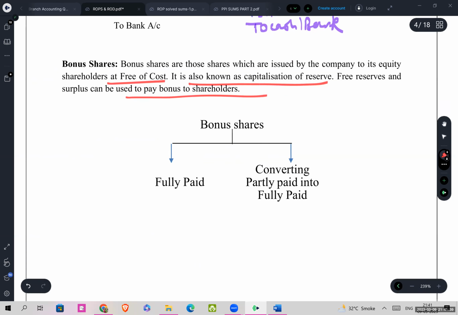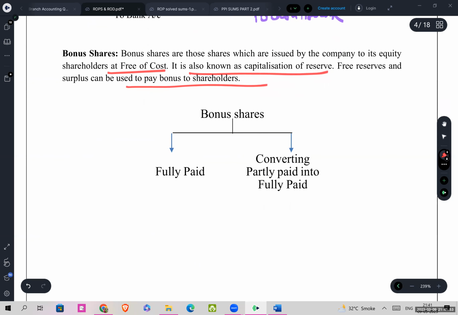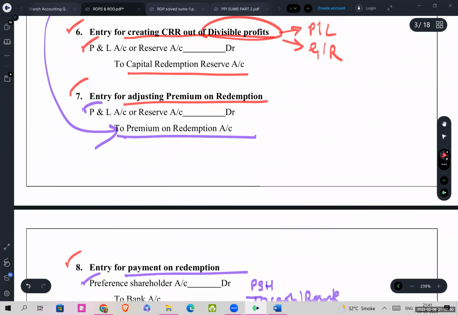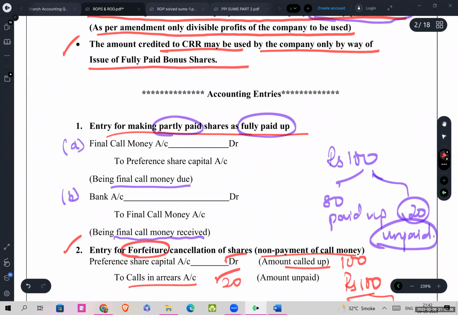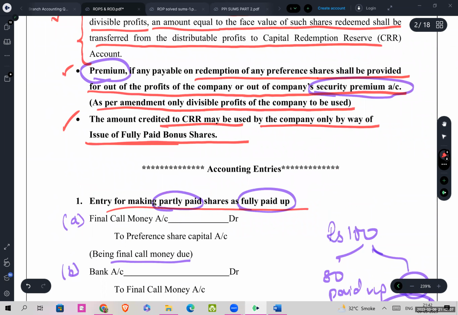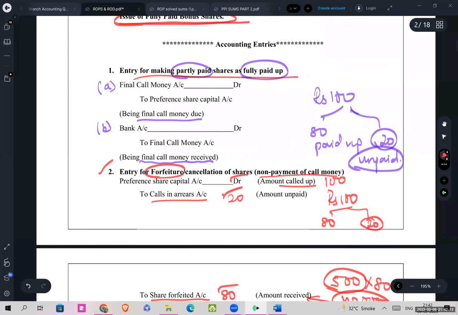Sometimes when you have enough profits with you, meaning free reserves available, instead of giving dividend to your shareholders, you can give it in the form of bonus shares as well. The bonus shares are fully paid up, converting partly paid into fully paid, correct? Because section 55 says that if you're issuing bonus shares, it should be fully paid up. I hope I'm able to relate.